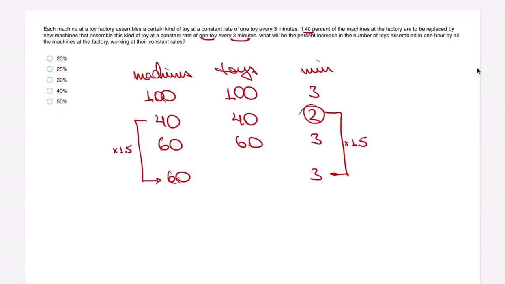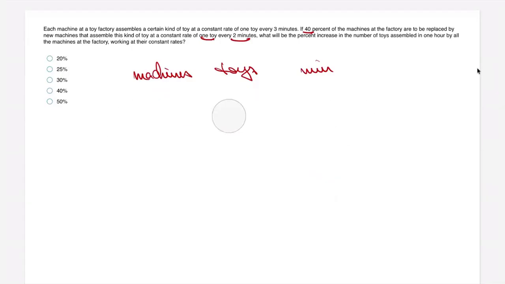So now, okay, 6 machines will do 60 toys in 3 minutes. Is that correct or not? Is that correct now? Okay. I'll do it again. I will try to do it in an easier way.